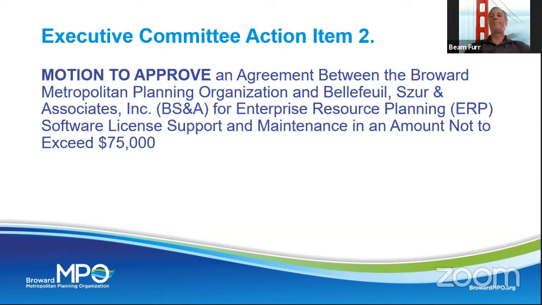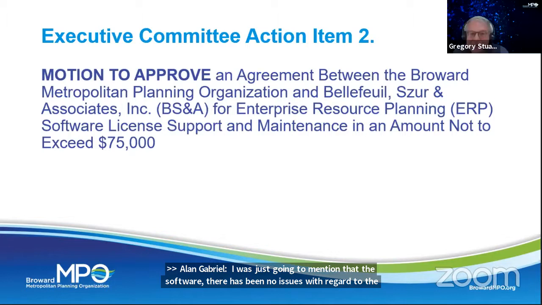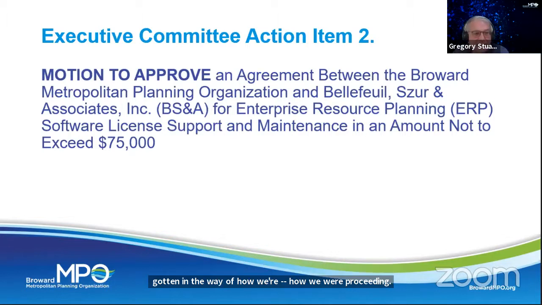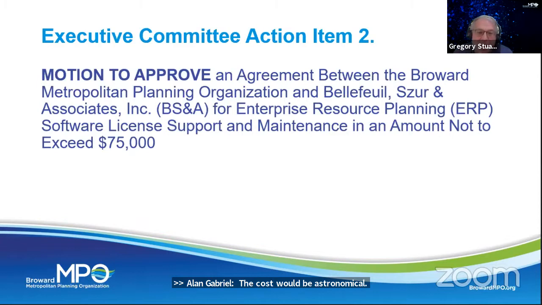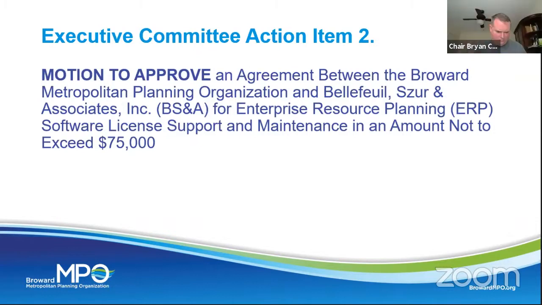Okay. Honestly, right now, it wouldn't be prudent for us to try to build a new ERP system. The cost would be astronomical. It's not in our budget to be able to do that. But there's still nothing wrong with this, so don't take that wrong. If we were going to change over the ERP system, we would need to budget for that, because it took us about $500,000 to implement it the last time. Okay.